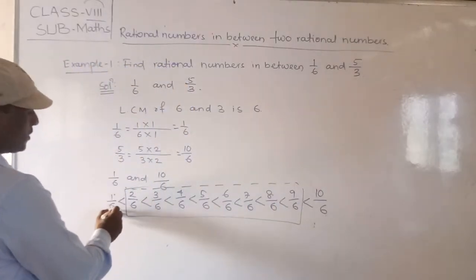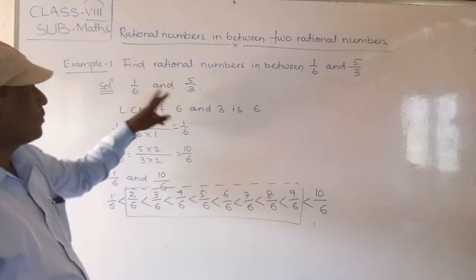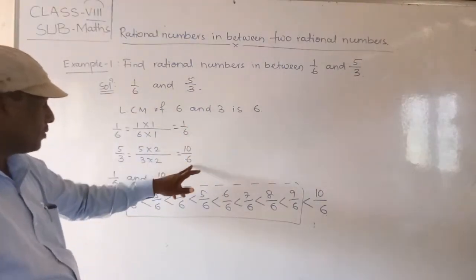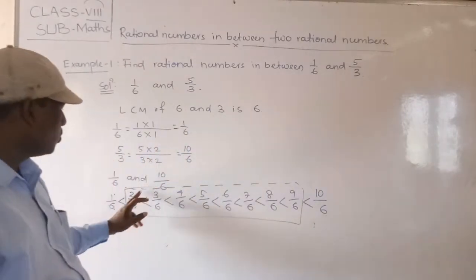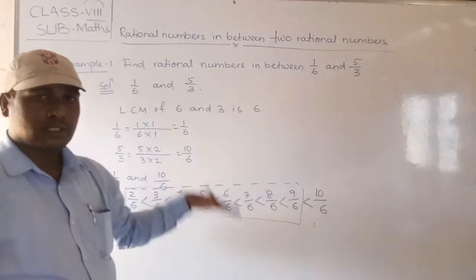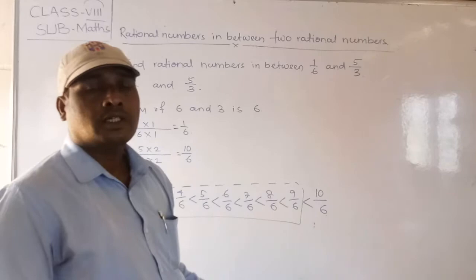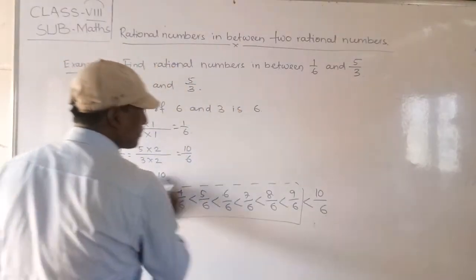So we can find them like this. What you have to do: first make the same denominator. After the same denominator, the smaller number is 1, the next number is 10, so between them are 2, 3, 4, 5, 6, 7, 8, 9. These are the rational numbers that lie between the two rational numbers. Okay friends, we can take one more example.